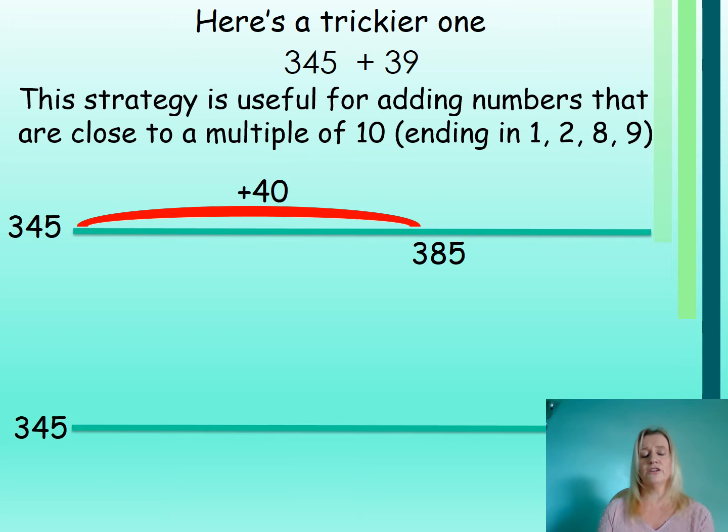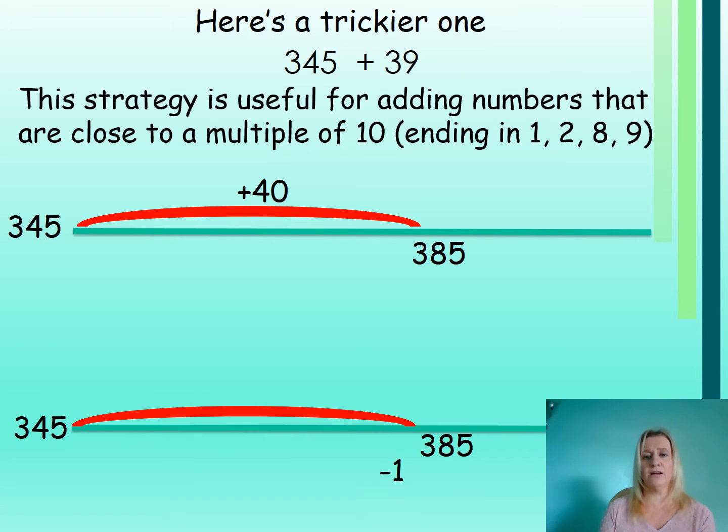I know that 345 add on 40 is 385. I also know that I've added on too much. I've added on 1 more than I should have. So I have to remember to take 1 off at the end. So 385 take off 1 gets me to 384. Did you get 345 add on 39 was 384? Maybe you used a different strategy, but remember today we're focusing on compensation.